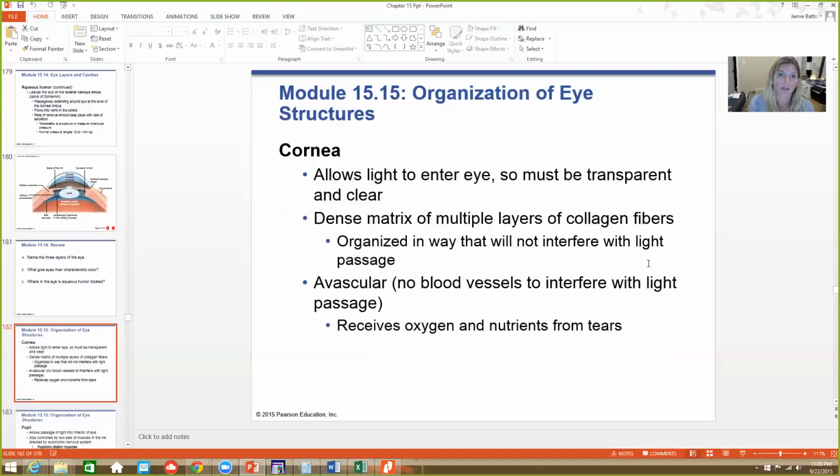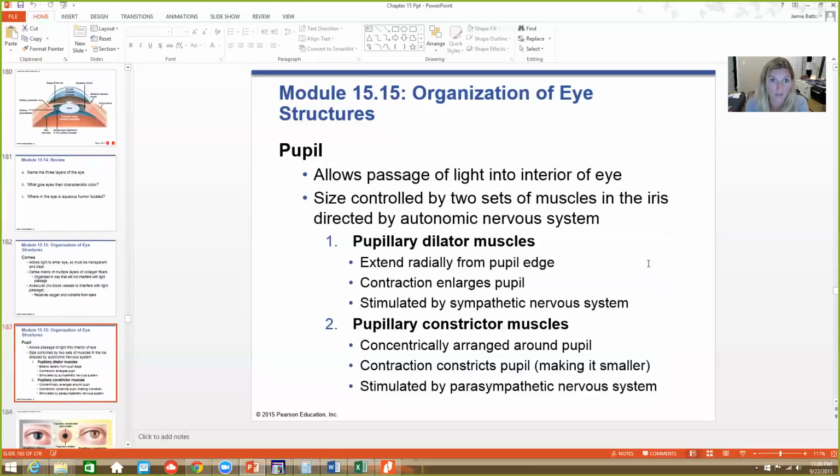Let's talk about the cornea. The cornea is what allows the light to enter the eye, so it has to be transparent and clear. It has a dense matrix of collagen fibers, which are organized in a way so that light is not impacted by their arrangement, and there are no blood vessels in this area, so it receives oxygen and nutrients only from the tears that are going across the surface.